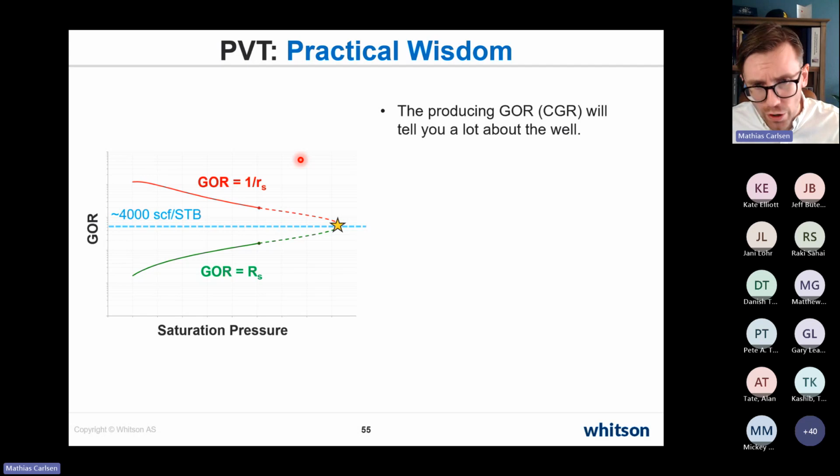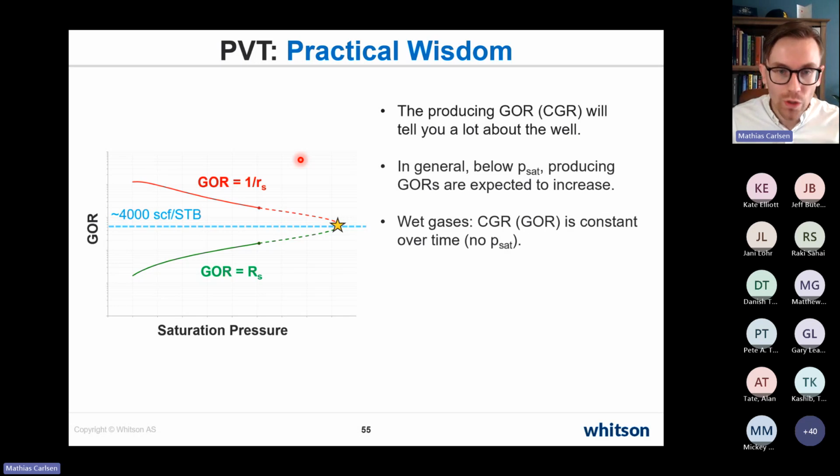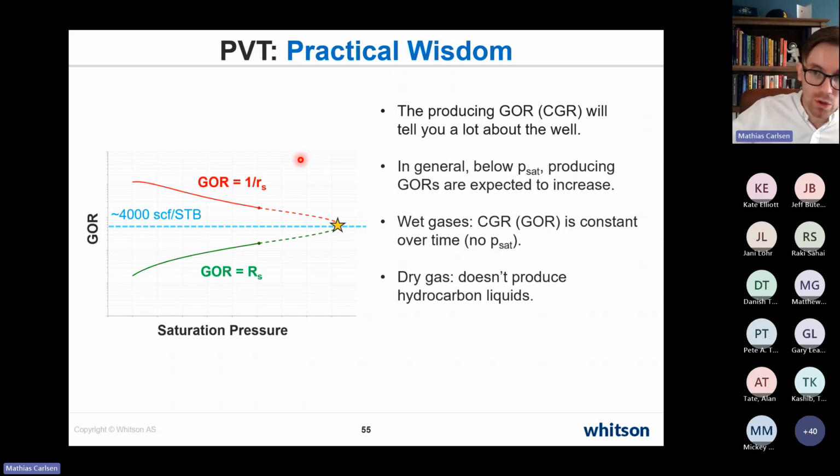So in general, this is a general guideline. As we're below the saturation pressure, we should expect the GOR to increase. That's in general. There are exceptions to that we'll cover. If you're dealing with a wet gas, you know that your CGR or GOR needs to be constant over time because there is no saturation pressure. And if you're not producing hydrocarbon liquids, you know you're dealing with a dry gas.